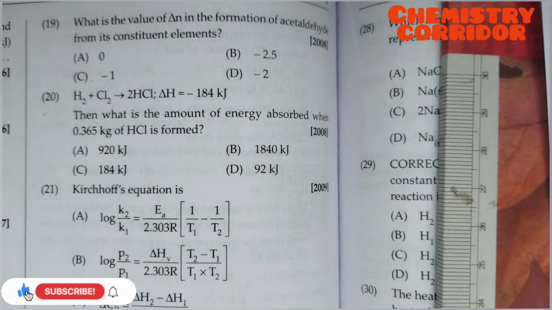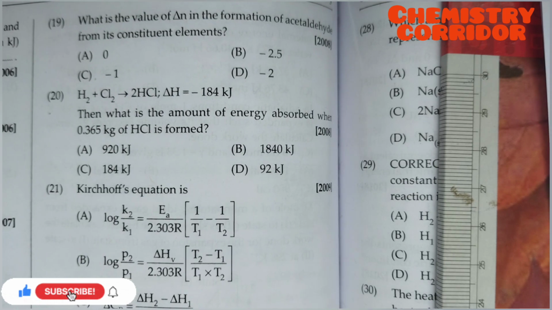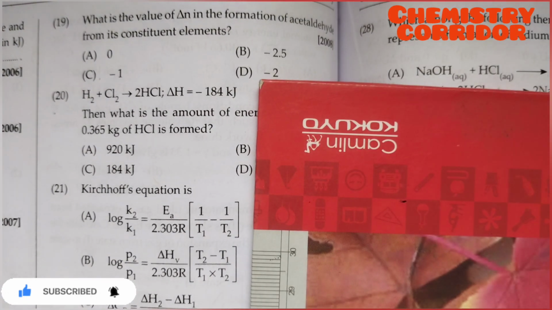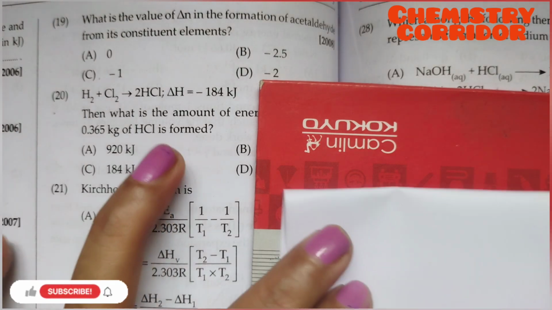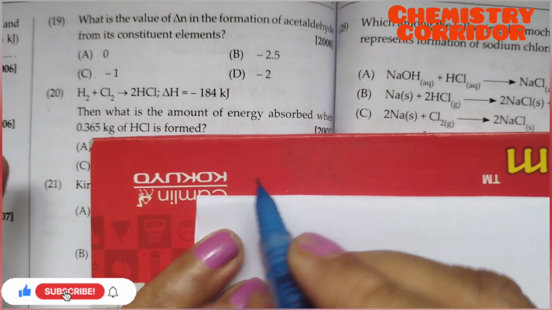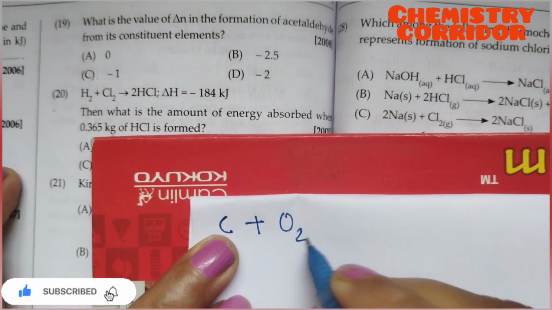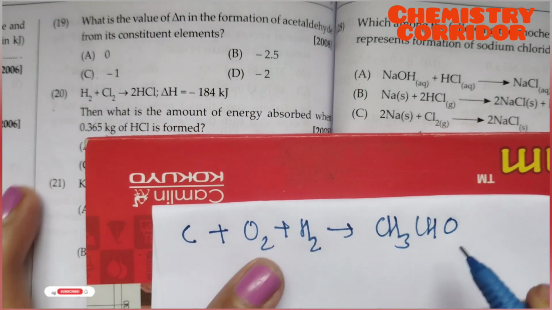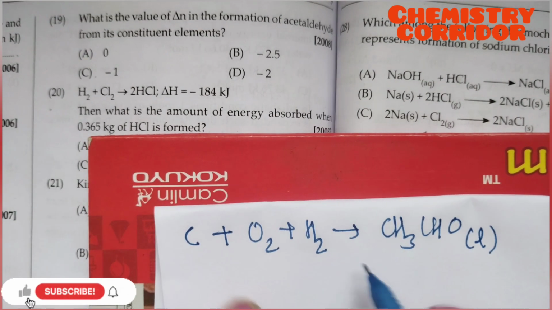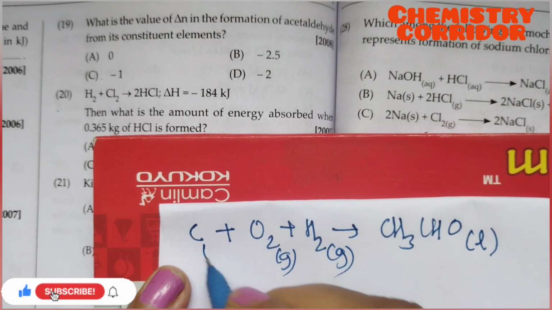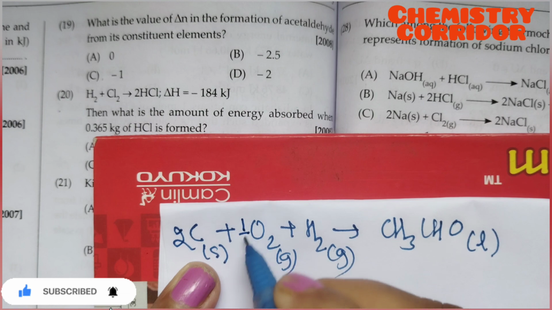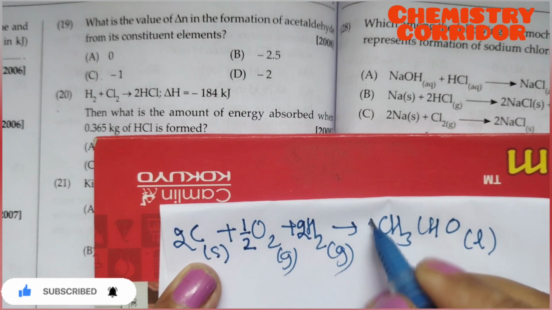What is the value of delta N for the formation of acetaldehyde from the constituent elements? What is acetaldehyde, student? Acetaldehyde is CH3CHO. Now this exists in the liquid state. So let us write the equation first. It will be C plus O2 plus H2 gives CH3CHO. This is in the liquid phase, so I will write liquid. This is gas, and this is solid. Let's balance the equation. It will be 2 moles of carbon, oxygen will be half, and hydrogen will be 2 moles to get this as 1 mole.